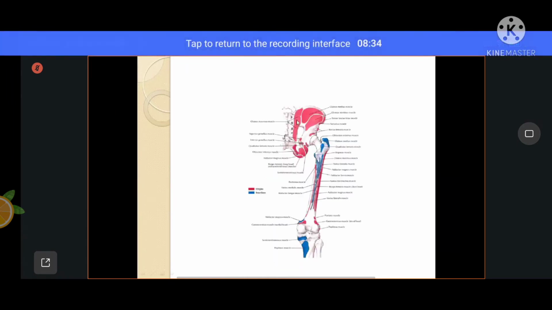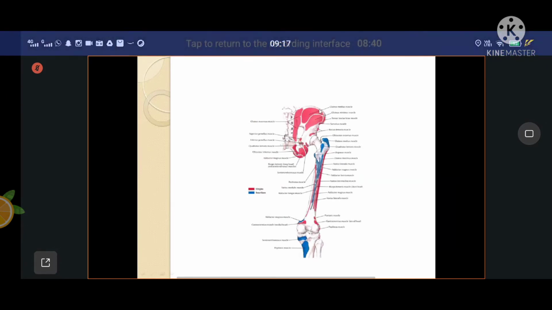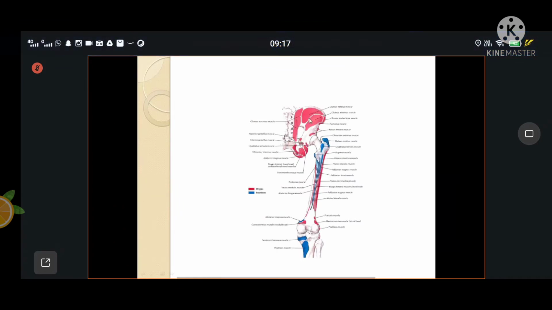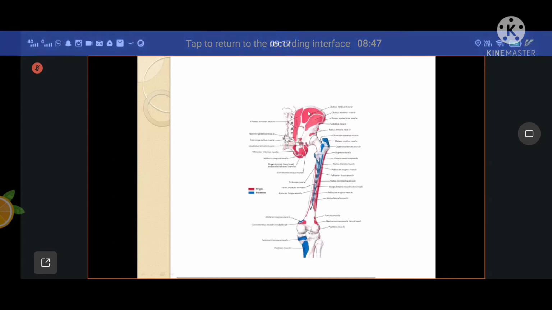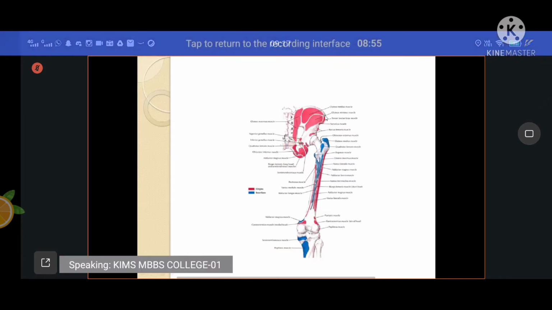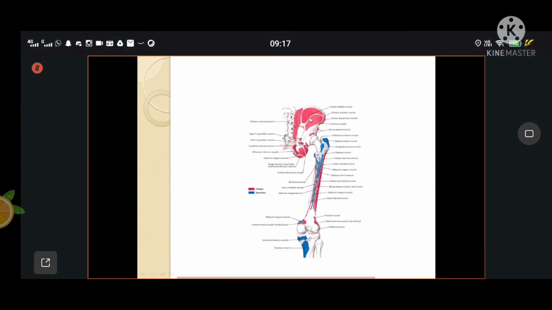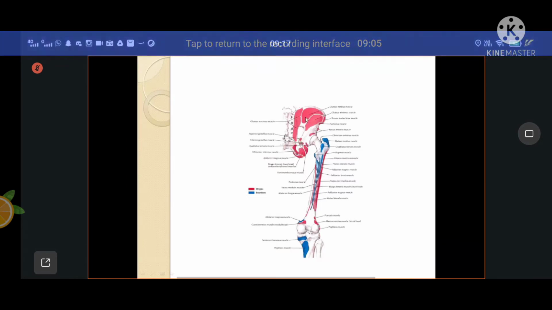The first and foremost muscle which you see below the gluteus maximus muscle is the gluteus medius muscle. In the same manner, we should know the origin of the gluteus medius muscle. It is in between the posterior gluteal line and the anterior gluteal line, which are present on the dorsum of the ilium. So this is the gluteus medius muscle origin.